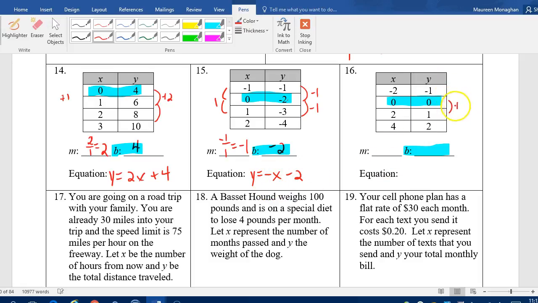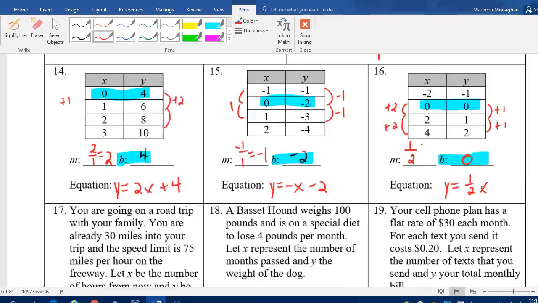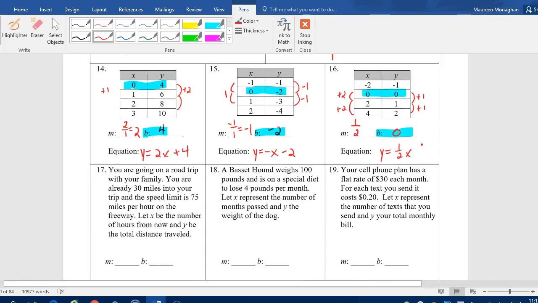Here, we're increasing by 1. But look what's happening over here. This is a plus 2 and a plus 2. So the rate of change is 1 over 2. Be cautious with that, and that's a 0. So y equals 1/2 x.